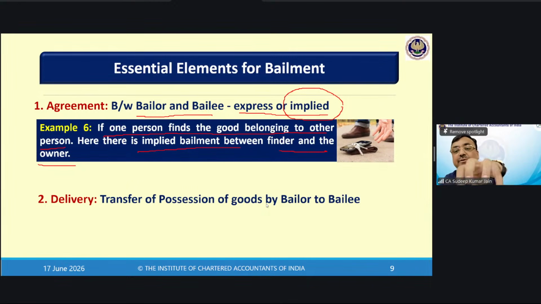If something is lying and you find it, your duty is to find the original owner and return that thing. So because you have to return the goods to the original owner, the agreement between you and the owner is like an implied bailment agreement. Delivery means transfer of possession, not ownership. Transfer of possession, you have to transfer the goods, not the ownership. Ownership belongs to the bailor only.